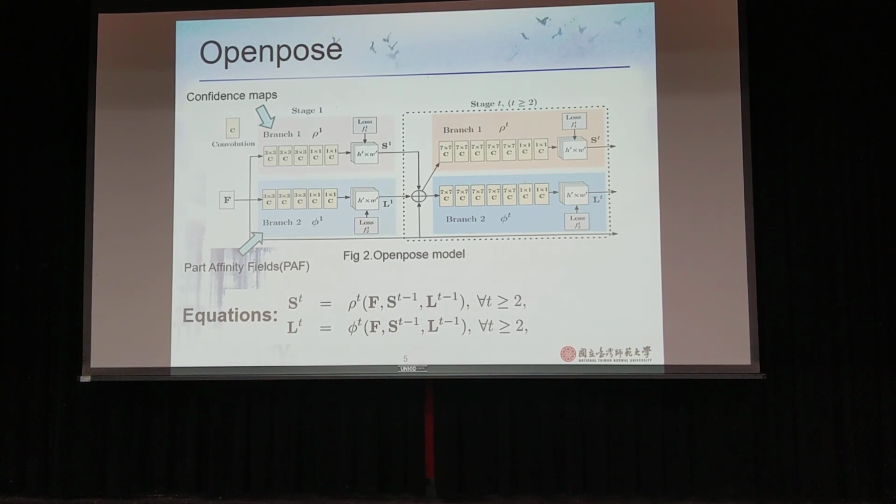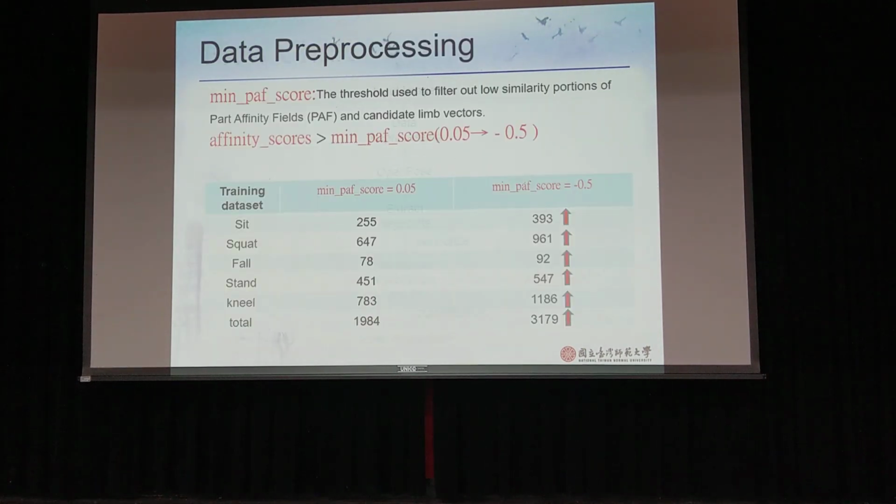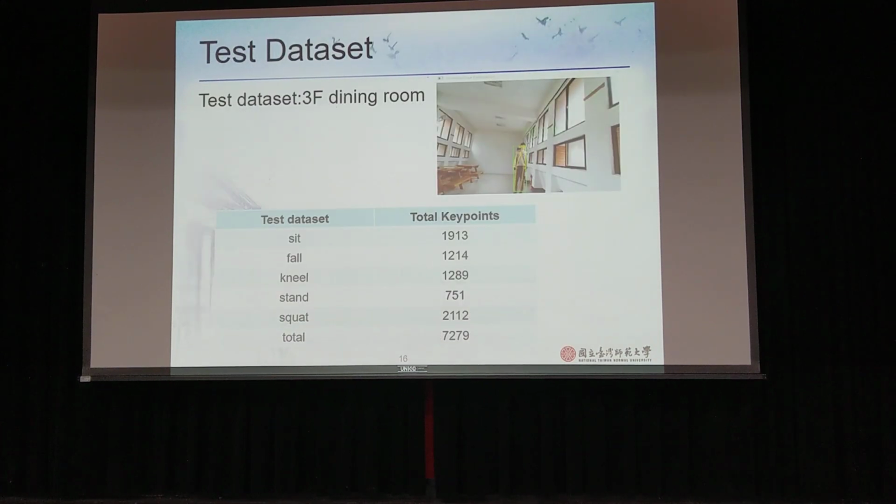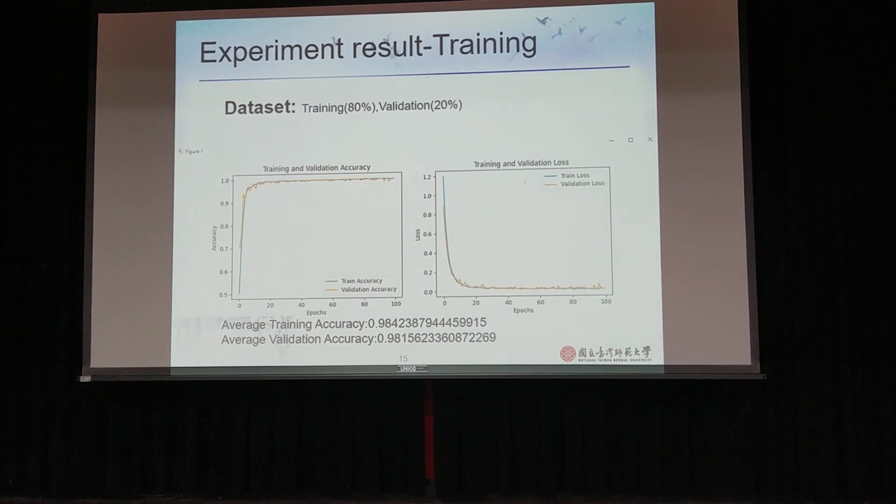Can you go to your accuracy plots? Before. Yeah. Why does the validation loss start at 1.2? Can you say again? Why does the validation loss start at 1.2?